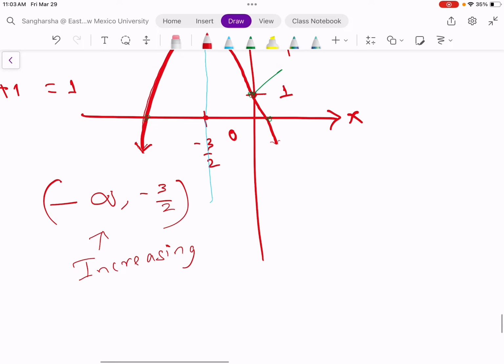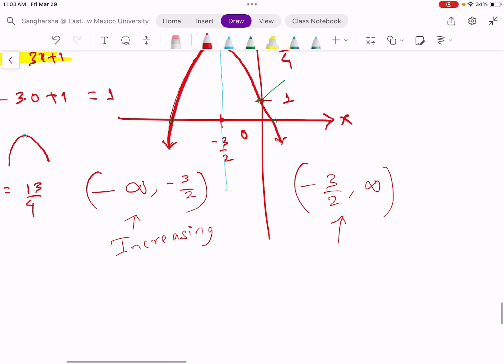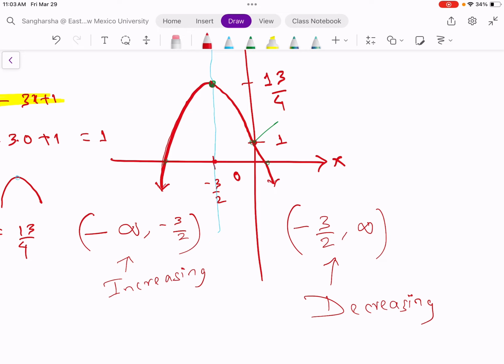Similarly, from negative 3/2 all the way to positive infinity, our function is going down, right? So this is the interval where the function is decreasing. And to find this interval, you need to know the vertex. The vertex gives us this x coordinate. So finding the vertex is the key. Whenever you have a quadratic function, you should know how to find the vertex.